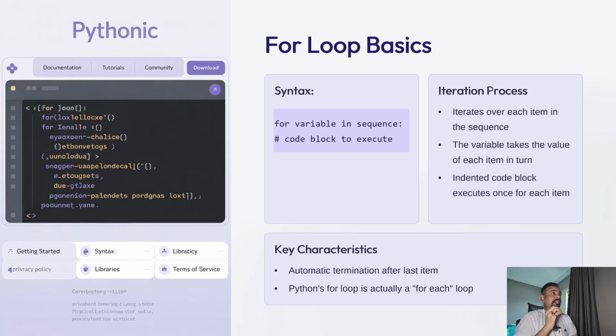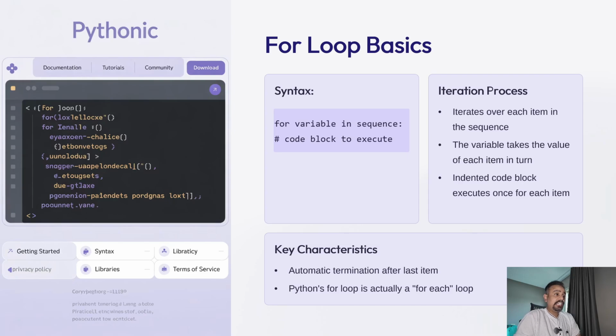Python's for loop has a simple, intuitive syntax that you can see in the syntax block over here, where it starts with the keyword for, followed by a variable name that will hold the value of each item during the iteration, then the keyword in, and finally the sequence you want to iterate over. So this would be the sequence. This is how the syntax works.